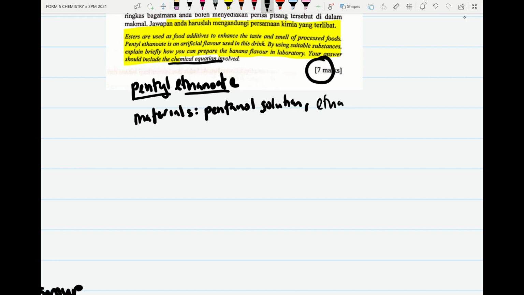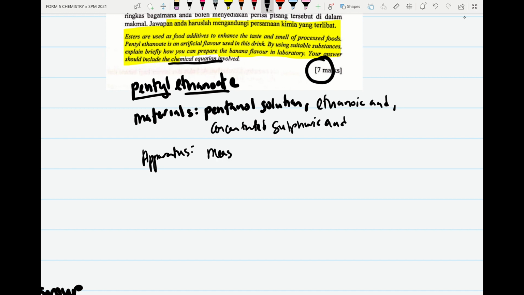Alright, so I need ethanoic acid. I need concentrated sulfuric acid as catalyst. Alright, apparatus that needed. So list out all the apparatus. Just now we already discussed. So I list out the measuring cylinder.